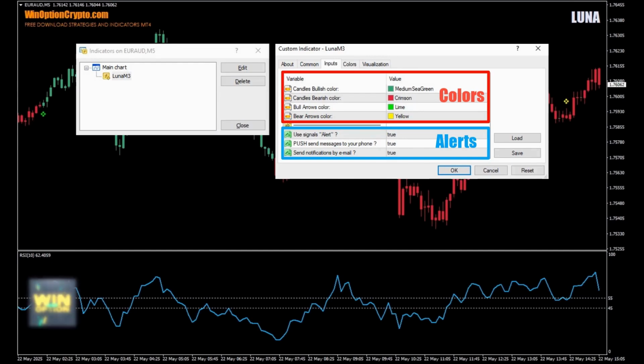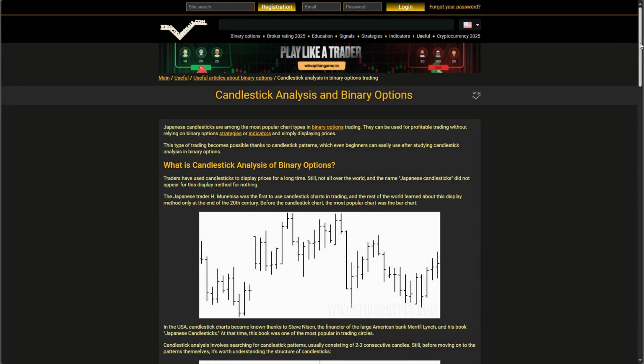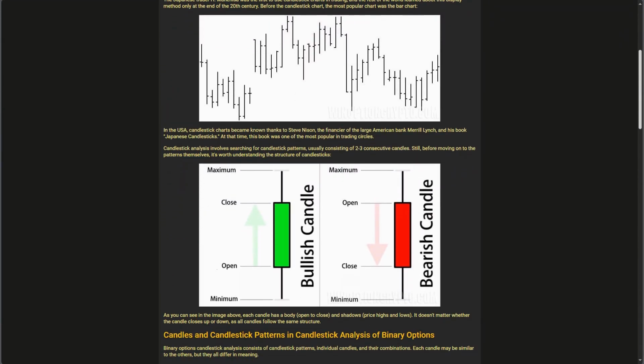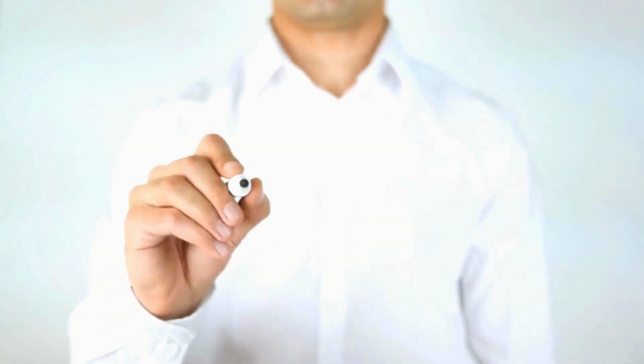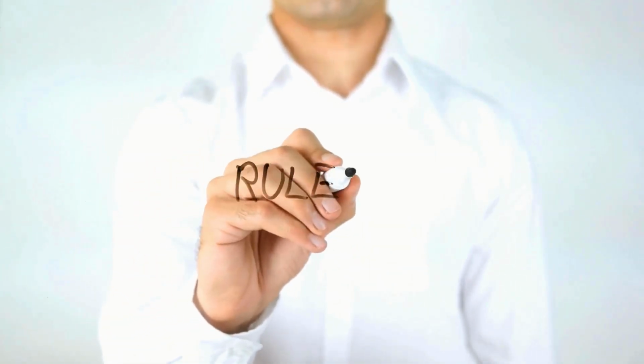Since this option is not provided in Luna, we added an additional indicator to the system. It will help filter out false signals and make trading much more reliable. In addition, the effectiveness of the strategy can be enhanced using candlestick models and graphic patterns. Read more about this in the article Candlestick Analysis and Binary Options. Let's look at the rules of binary options trading using this strategy.